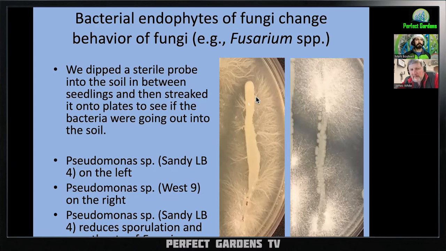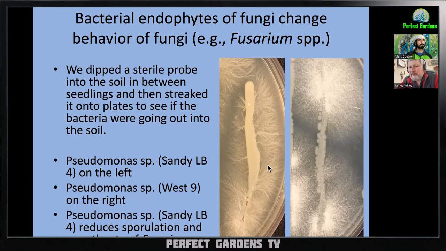But compared, this is with one of the endophytic bacteria. Now, this is a pseudomonad that we put in there in the middle. And then we put the Fusarium there, and you can see it's no longer sporulating. The bacterium actually grows on the fungus and grows in the fungus and alters the behavior of the fungus. Same thing in the soil.